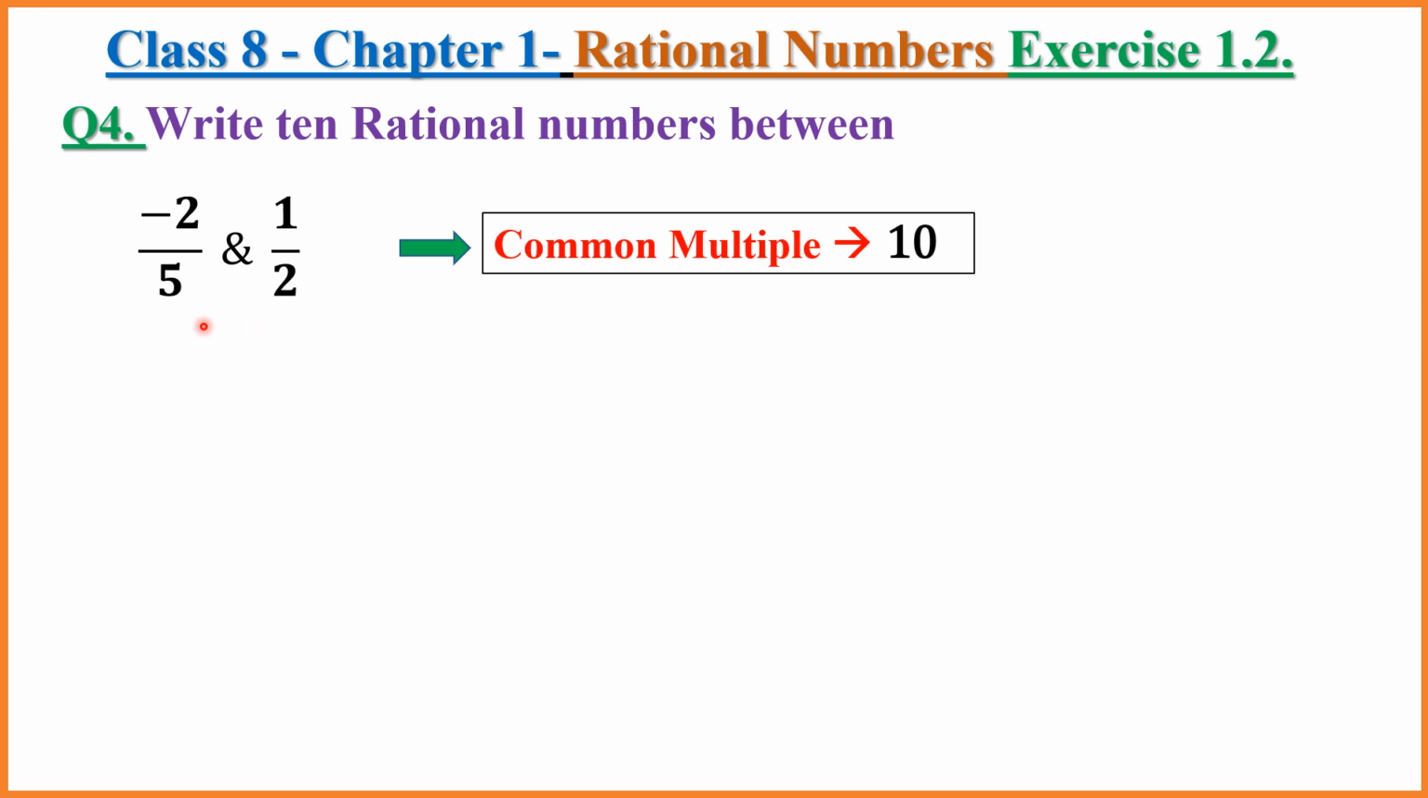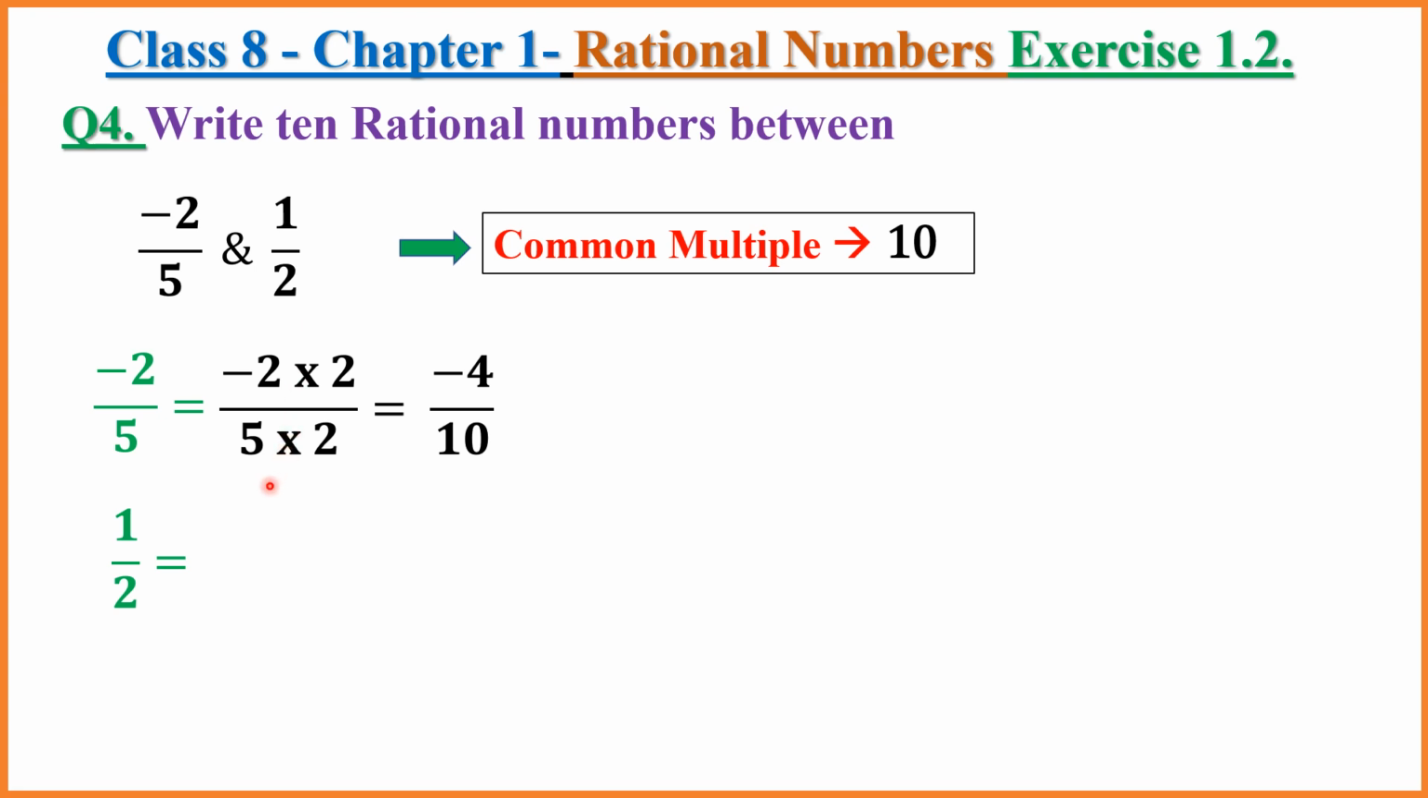So first we have to make the denominator 10. Our minus 2 by 5 will become, for making the denominator 10, we multiply both numerator and denominator by 2. So minus 2 into 2 divided by 5 into 2 gives us minus 4 by 10. For 1 by 2, we multiply both numerator and denominator by 5. So 1 into 5 divided by 2 into 5 is equal to 5 by 10. Now we have the two numbers with a common denominator.